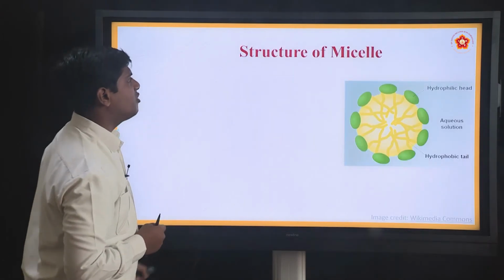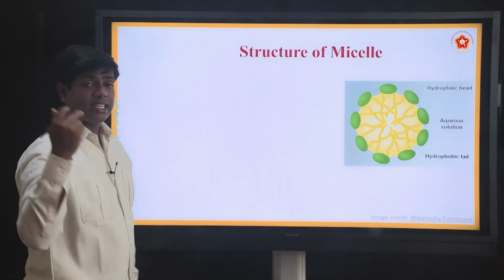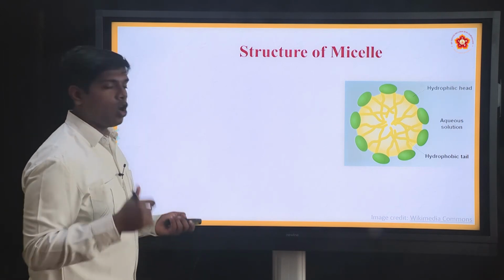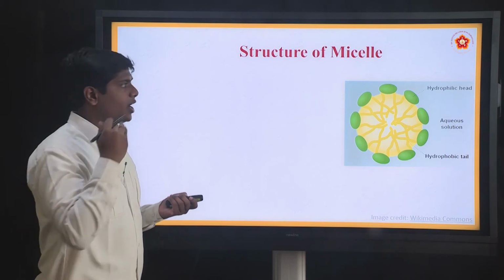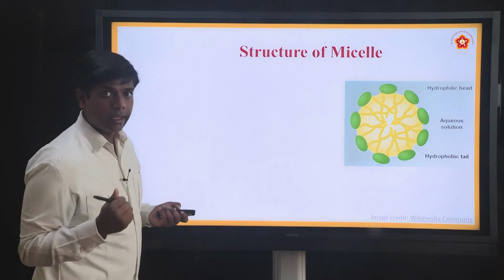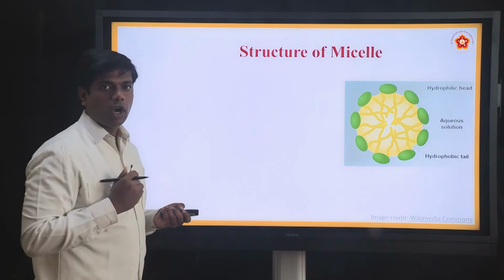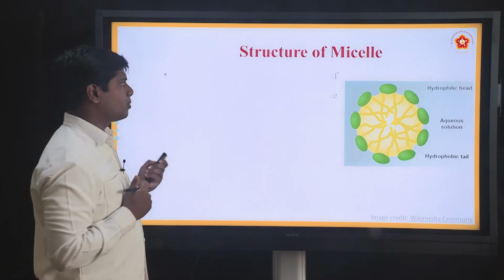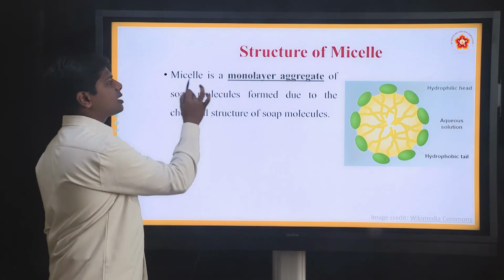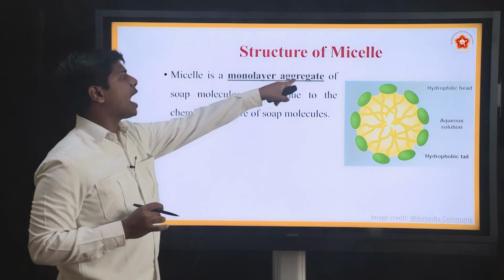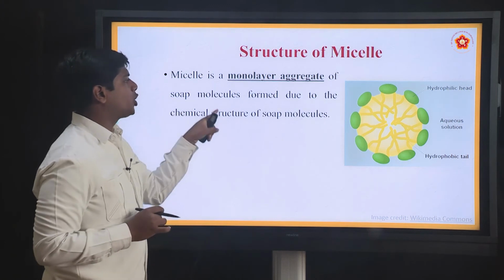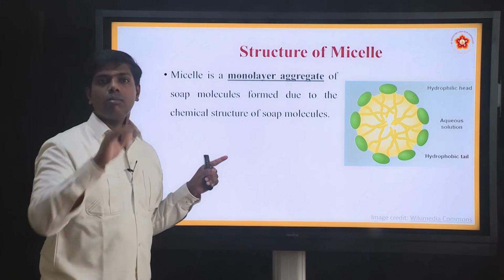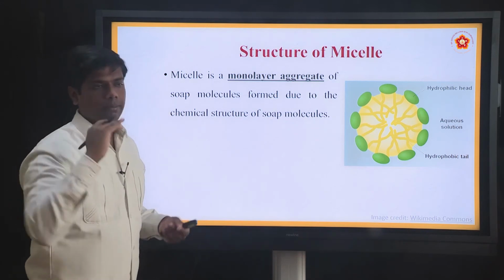Next, structure of micelle. Very important. I said there are two parts, one is the hydrophilic and one more is the hydrophobic. If you remember these two: philic means move towards the water, hydrophobic means move away from the water. What is a micelle? A micelle is a monolayer aggregate of soap molecules formed due to the chemical structure of soap molecules. It is a monolayer, one layer.